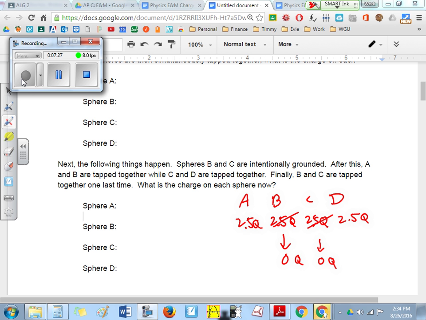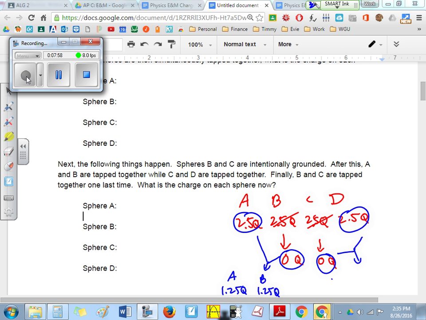And it says, after that, A and B are tapped together, and C and D are tapped together. So let's see. A and B are tapped together, so they're going to be combining their 2.5Q and their 0Q together. What's going to happen there? A is going to end up with 1.25Q, and so is B. Remember, they share it evenly. Meanwhile, C and D are also tapped together, so the same thing happens over here. So now C has 1.25, and so does D. So everybody has 1.25 charge.